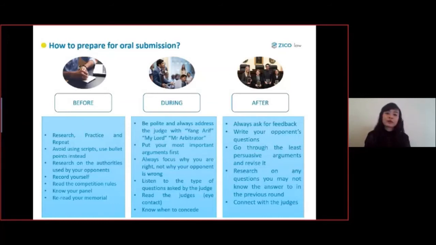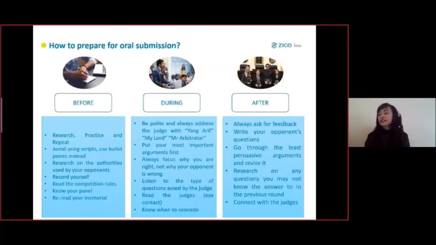Next is to put the most important arguments first. A lot of mooters make the mistake of putting the argument that was firstly addressed in the moot problem first, and they dare not put the most important arguments in their oral submission. Now, this is actually wrong. I really incorporated this practice into my mooting skills in my third year of mooting. So that's something that you can learn from me.